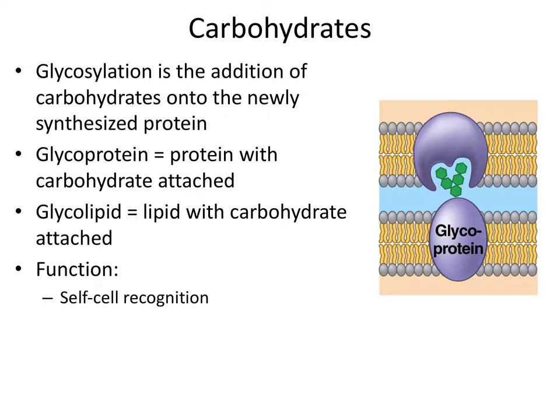The last component of the plasma membrane are carbohydrates. Carbohydrates can be attached to either proteins, where they are referred to as glycoproteins, or they can be attached to lipids, where they are referred to as glycolipids. Independent of how and where they are attached, the carbohydrates serve a self-cell recognition function, where they allow the immune system to identify the cell as belonging to the host themselves. This then allows the immune system to easily identify cells that are infected or are foreign.